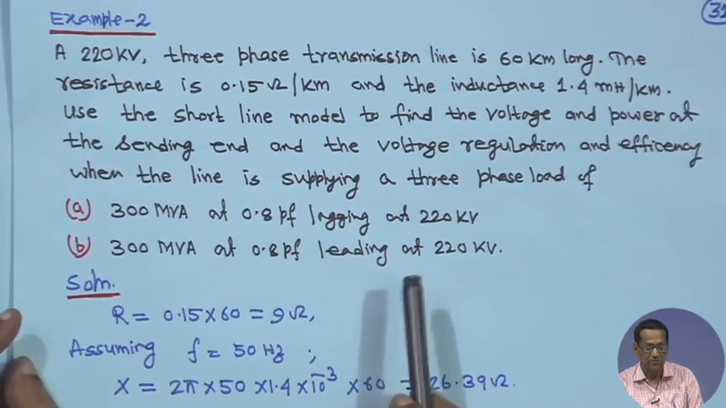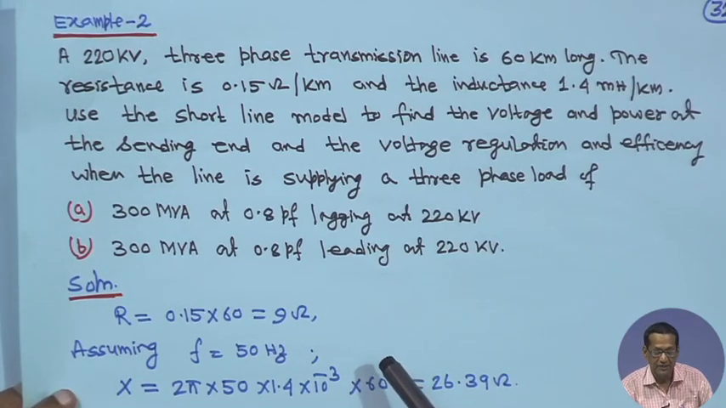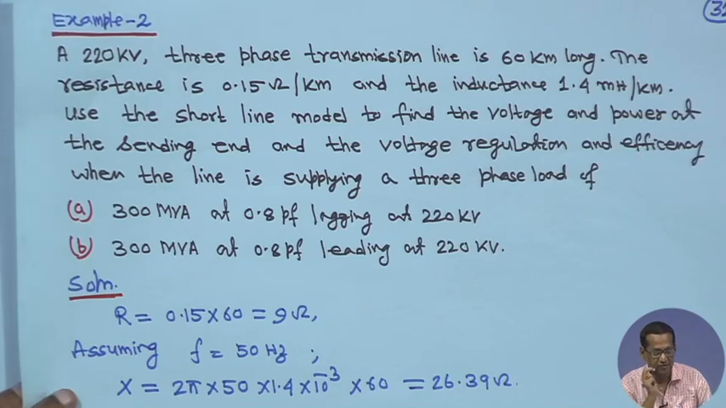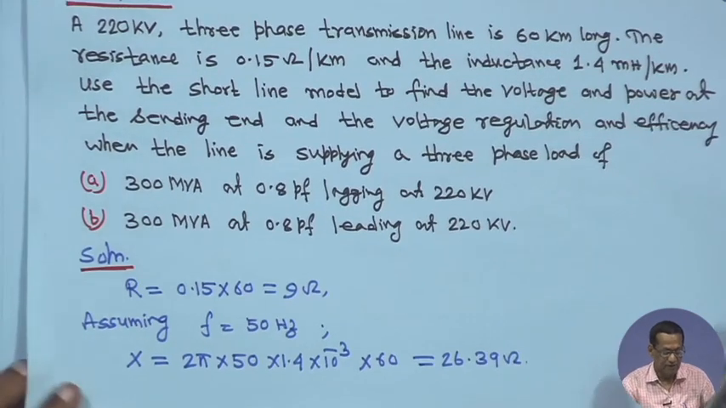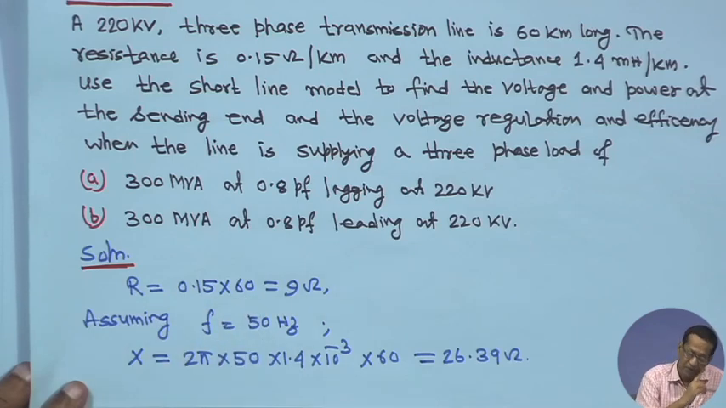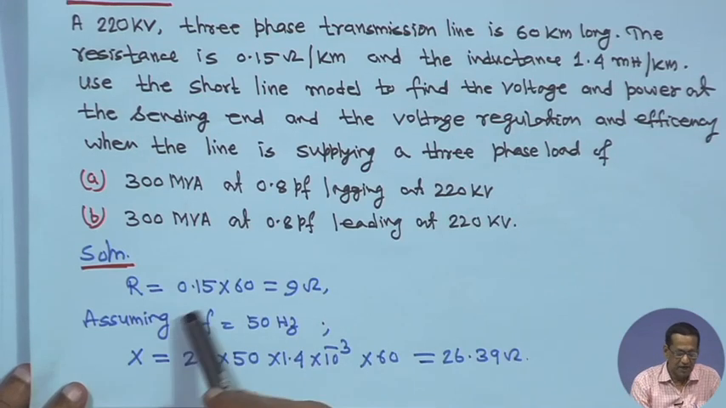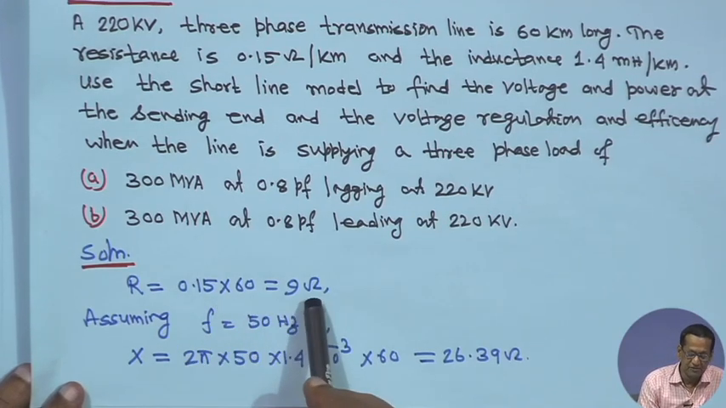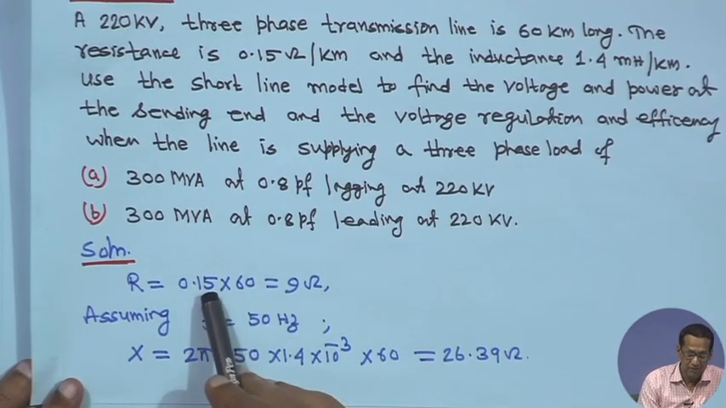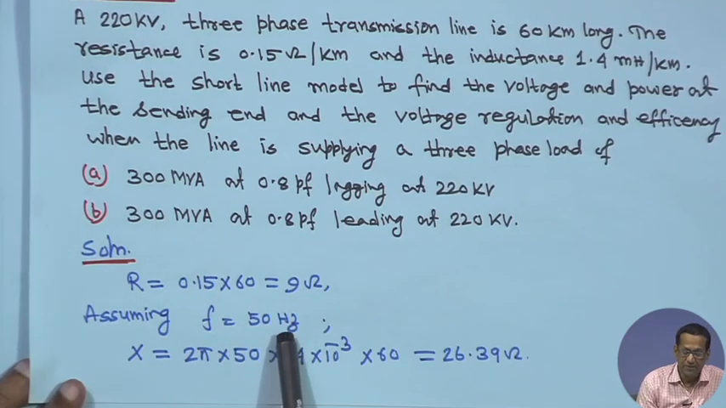So you have to find out basically the voltage and power at the sending end, and the voltage regulation and efficiency. So how to find out: the line is 60 kilometer long, so it is a short line. So no need to consider charging admittance. So R is equal to 0.15 into 60, since it is 0.15 ohm per kilometer, so 9 ohm. The frequency is 50 hertz, right.